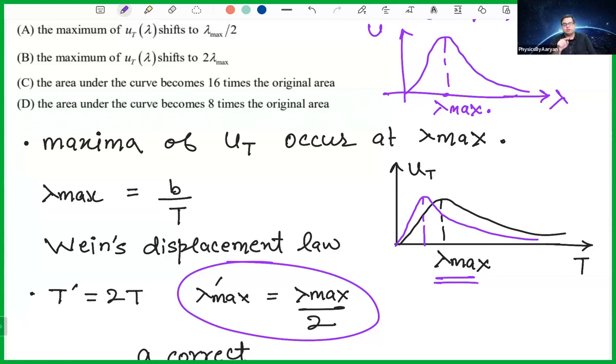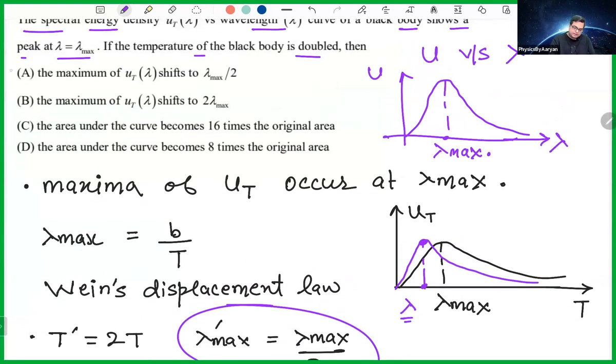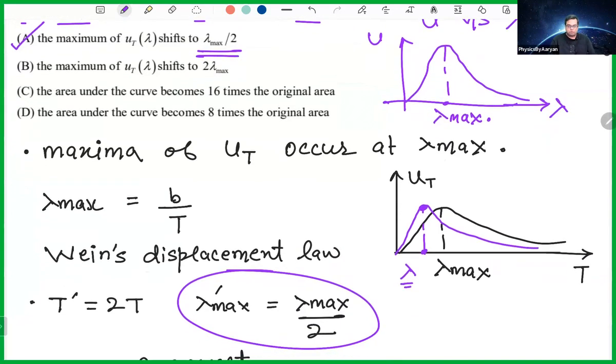So Wien's law says that lambda max is inversely proportional to temperature. If you double the temperature, lambda max will be half. So you see lambda max has been reduced to half its value. So our option A is true: the maximum shifts, lambda max by 2. Perfect, the maxima has shifted to half. So A is true, B is wrong. Then comes C and D.